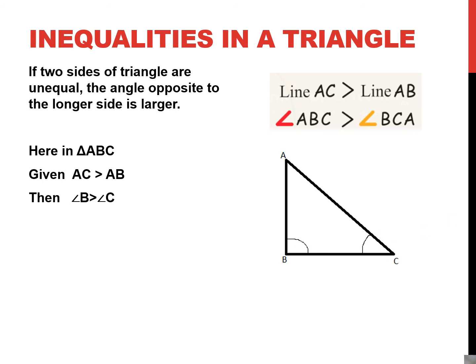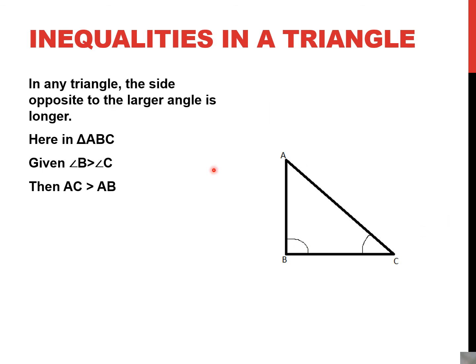This is the inequality, right? This is the converse of the previous one: in any triangle, the side opposite to the larger angle is longer. So here if angle B is greater than angle C, which side is opposite to angle B? AC. So AC is going to be longer than AB.